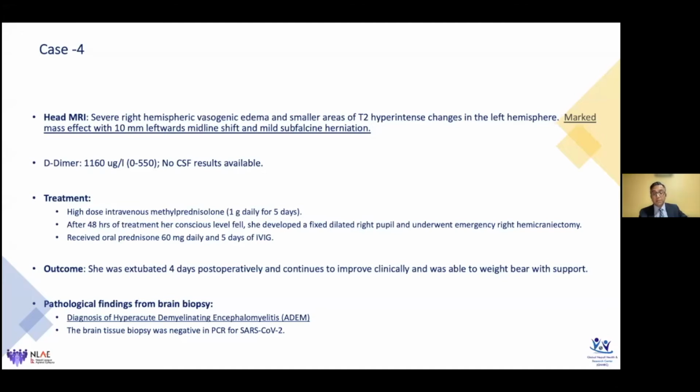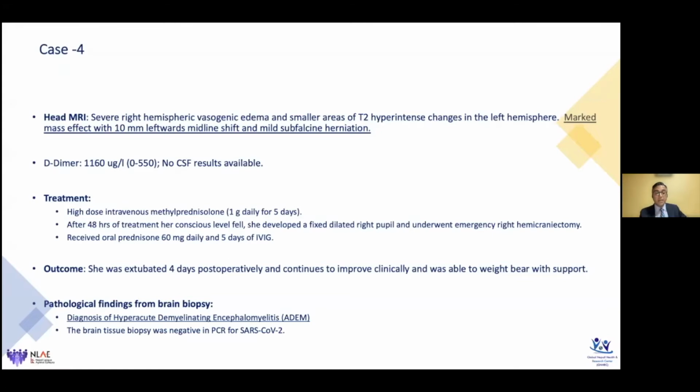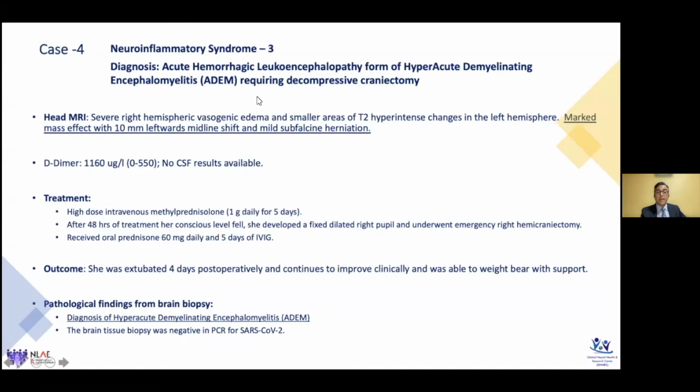She developed a fixed dilated right pupil, and she had to go for an emergency hemicraniectomy. She received oral prednisone along with IVIG. She was extubated 4 days after the hemicraniectomy, and she started to improve clinically and was able to walk with support. The patient was working in a high-risk occupation. They didn't mention what kind, but with the brain biopsy finding, they diagnosed the case as hyperacute demyelinating encephalomyelitis. And again, in contrast to coronavirus type 1, the brain tissue biopsy was negative in PCR. So this is a case of acute hemorrhagic leukoencephalopathy form of hyperacute demyelinating encephalomyelitis requiring decompressive craniectomy.